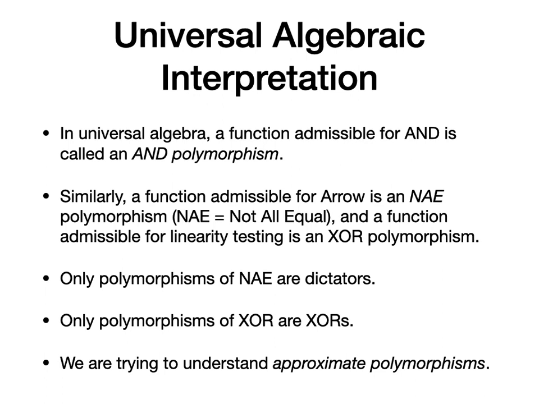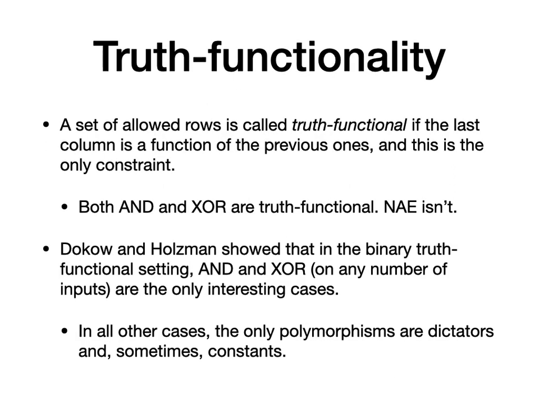So there are 3 examples here. The only AND polymorphisms are ANDs and maybe constants. The only polymorphisms of NAE are dictators, and the only polymorphisms of XOR are XORs. But these are all exact polymorphisms, and what we're interested in is approximate polymorphisms. Now let me spend a bit more time on this universal algebra interpretation by introducing the concept of truth functionality, which we'll see later in the open questions.